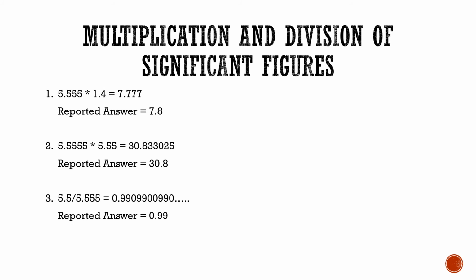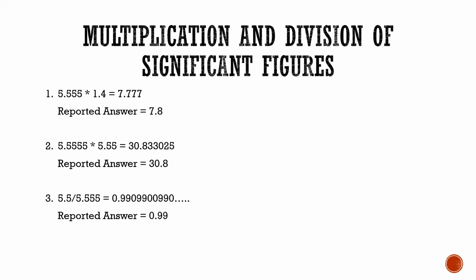So next is the multiplication and division of significant figures. When we multiply 5.555 by 1.4, we get 7.777. But we report the answer as 7.8 because the rule is that the number with the minimum number of significant digits determines the significant digits of the answer. As 1.4 has two significant digits, the answer should also have two significant digits. That's why 7.777 is rounded off to 7.8.